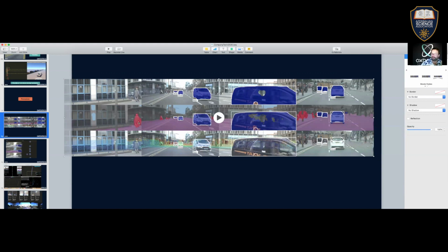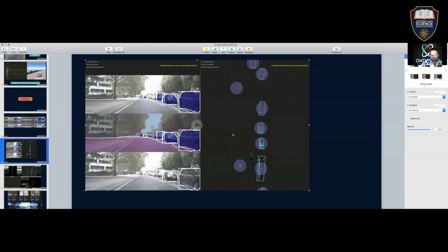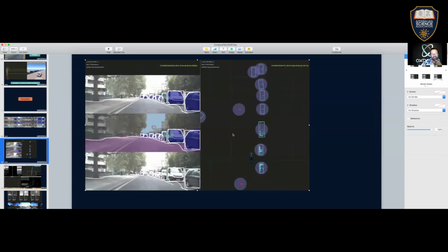So I know where I am now, and I know what kind of objects are around me. And of course I can do that in laser as well. On the right hand side here, I'm taking laser light and figuring out where vehicles are. So these vehicles here are these vehicles here, but this one on the right hand side is running from some laser.